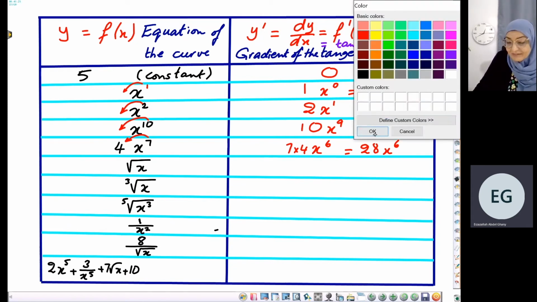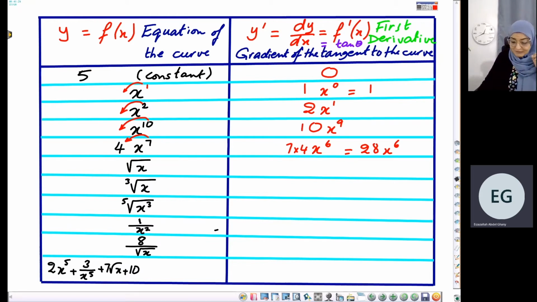We have to be very strong in the chapter of indices because everything here depends on your knowledge of indices. You know that a fractional power means a root. Cubic root is x to the power of a third. Square root is x to the power of half. What about this one? It has cubing on the x, and at the same time it is the fifth root. So it is x to the power of 3 over 5.